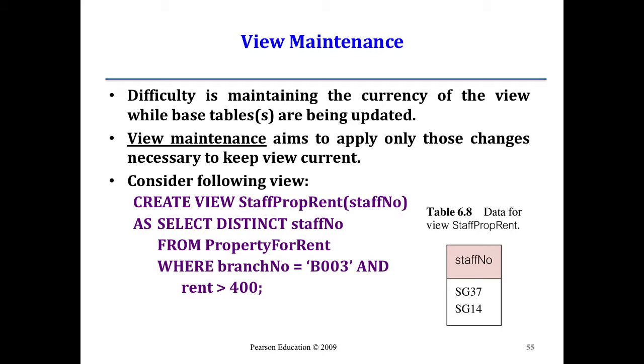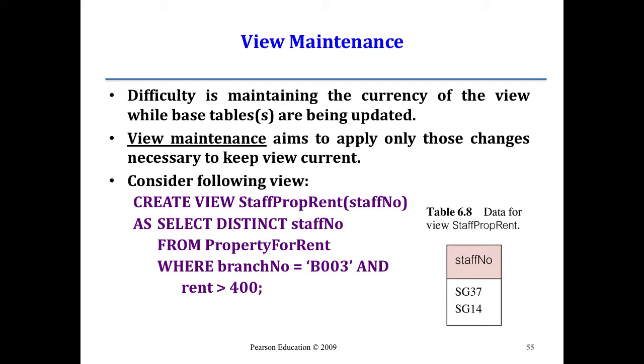But at any rate, we want to keep track of all staff members in branch 3 who are managing properties greater than 400 pounds. So it should be clear that anytime I insert a tuple whose rent is less than or equal to 400, that doesn't affect this relation, correct? Or this view. We good? Anything with a rent less than 400 obviously doesn't affect it.